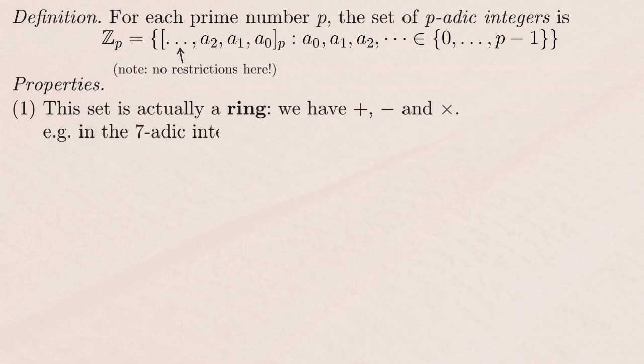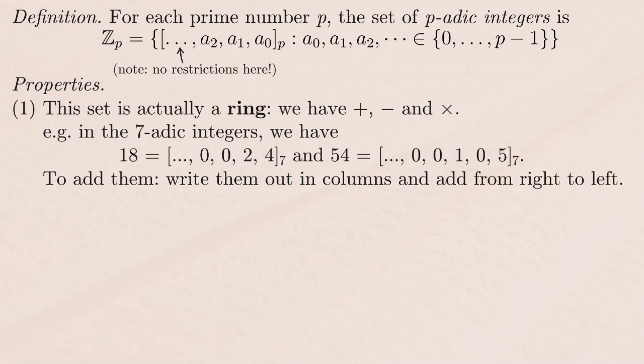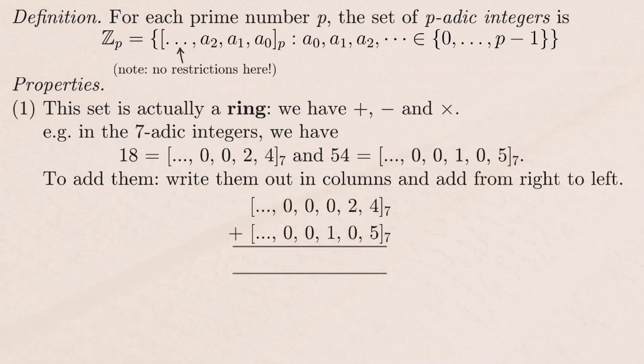For example, in the 7-adic integers, we can write 18 as 2 7s plus 4 1s, and 54 as 1 7 squared plus no 7s plus 5 1s. And to add these, we just write out their digits in columns, aligned at the right, and we add down the columns from right to left. So starting at the right, 4 plus 5 is 9, but we're going to write 9 in base 7. That is, it's 1 7 plus 2 1s, which we can write 7-adically like this. And so we're going to mark this 2 here, and we carry the 1 to the left.